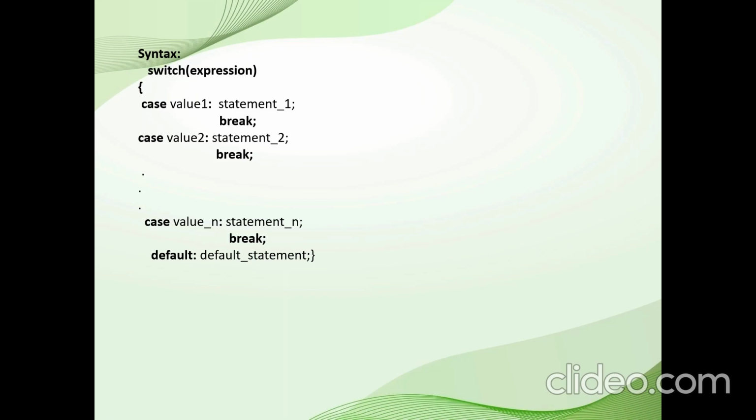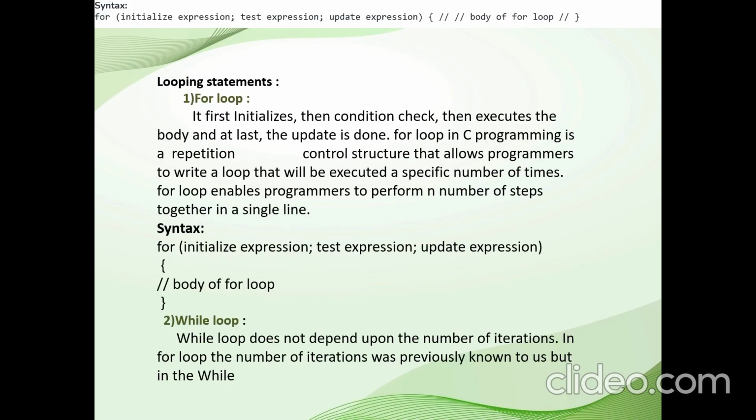So these are the conditional and multi-way conditional control statements. So now we are moving to the looping statements. So how many types are there? There are three types of looping statements: for loop, while loop, and do while loop.